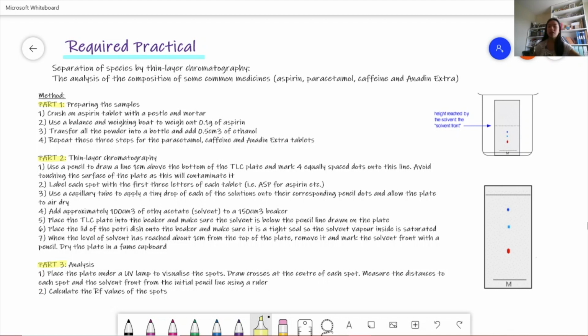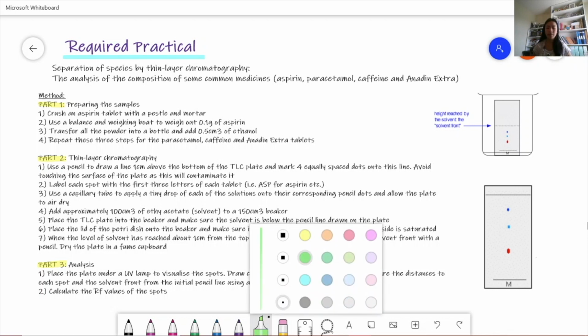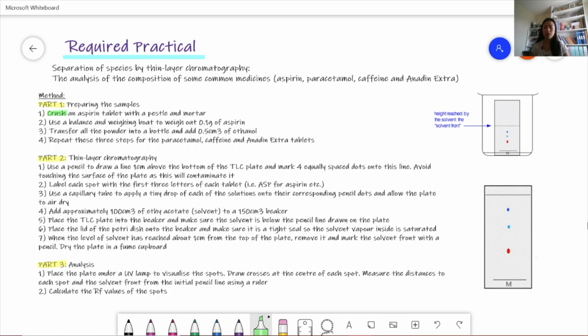So what we do is we crush an aspirin tablet with a pestle and mortar to begin. So we're first starting off with aspirin. And then we use a balance, which are just scales, and a weighing boat to weigh out 0.1 grams of this aspirin. We then transfer all the powder into a bottle, and we add 0.5 centimeters cubed of ethanol. And then we repeat these 3 steps for the paracetamol, caffeine, and Anadin Extra tablets. So what this does is just turns it into a liquid.